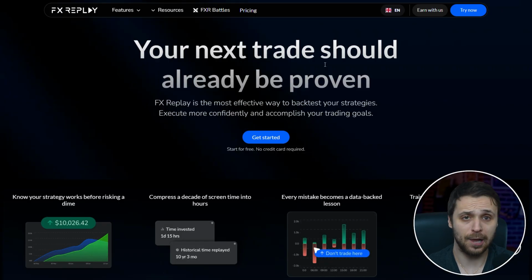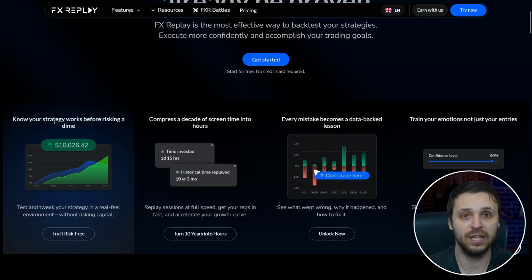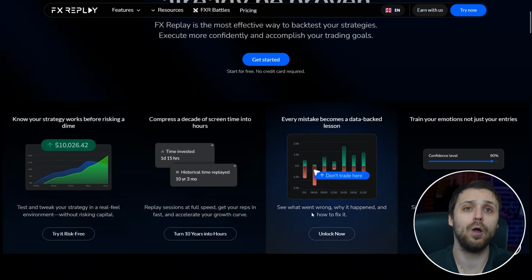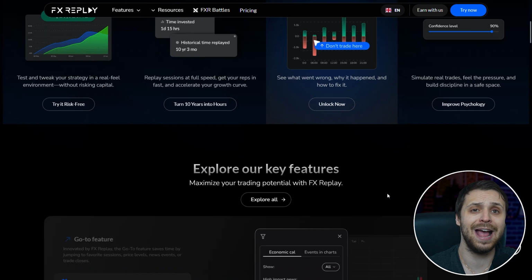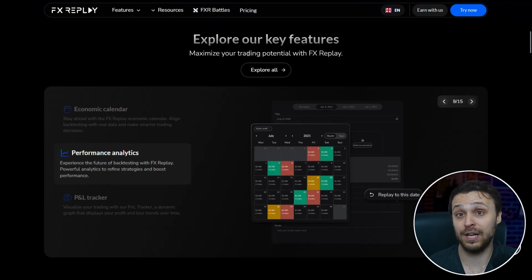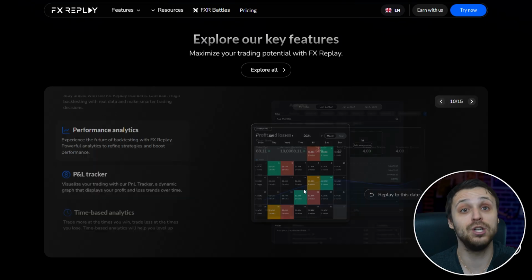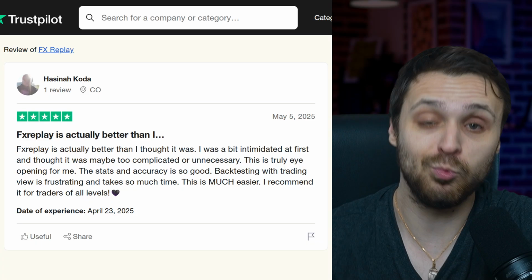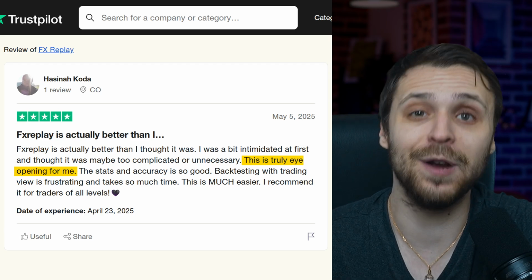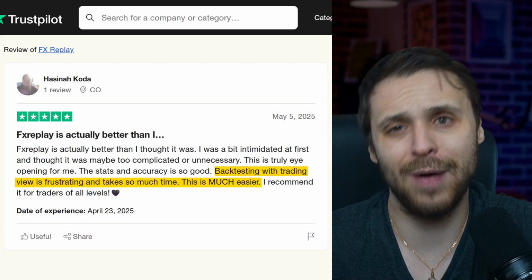Then there's FX Replay. This online Forex backtesting platform is all about the interactive visual experience. It plugs into TradingView, which lets you replay markets and trade alongside the historical candles. It's designed for the trader who learns by doing and seeing. If you want to feel like you're trading live on old data and you enjoy a hands-on process, FX Replay caters directly to that. One user said he found it truly eye-opening and much easier than manual backtesting.